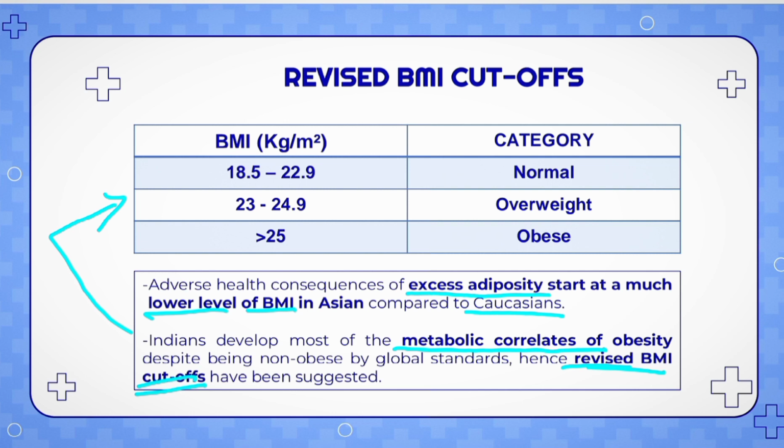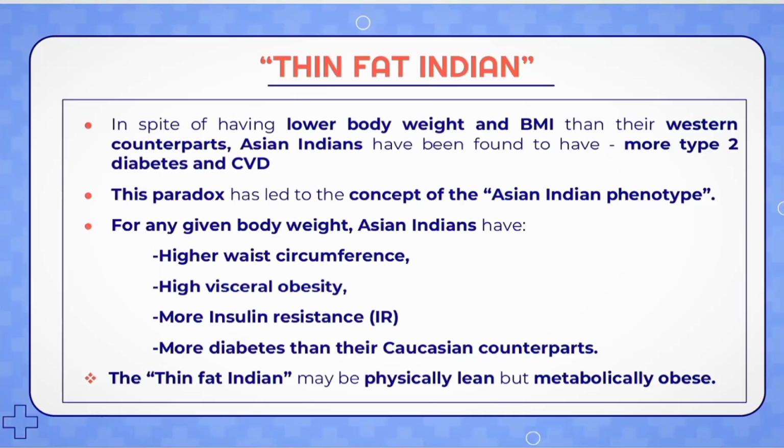A BMI between 18.5 to 22.9 is categorized as normal weight for Asians or Indians. BMI between 23 to 24.9 is categorized as overweight, and a BMI above 25 has been categorized as obese, which is overweight in WHO categories.